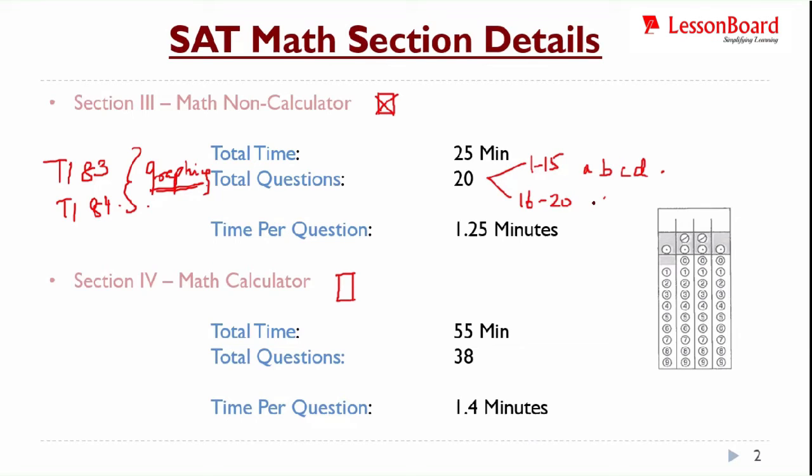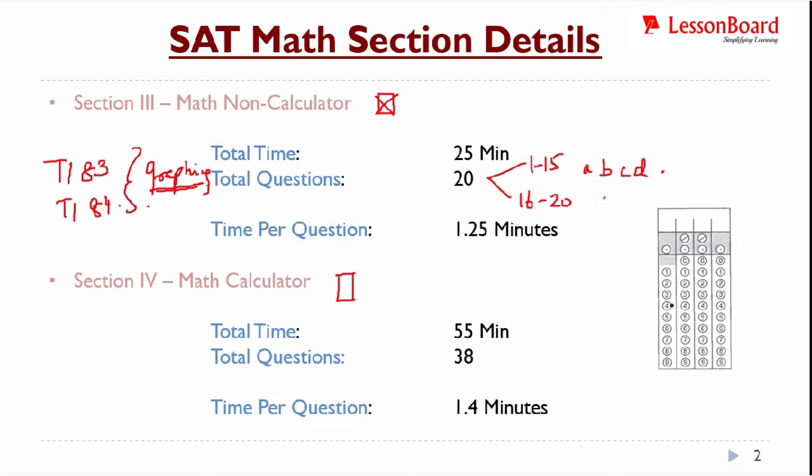Guesswork doesn't work here. But just in case we are guessing for the multiple choice questions, in case we do not know, I hope you do know all of them, but in case you don't, you won't get penalized for marking an incorrect answer. So there is no negative marking for an incorrect answer on the SAT. 16 to 20 will be grid-in questions.